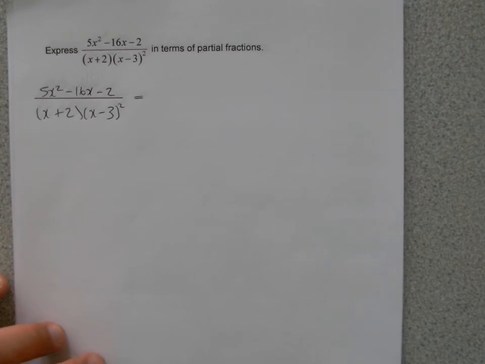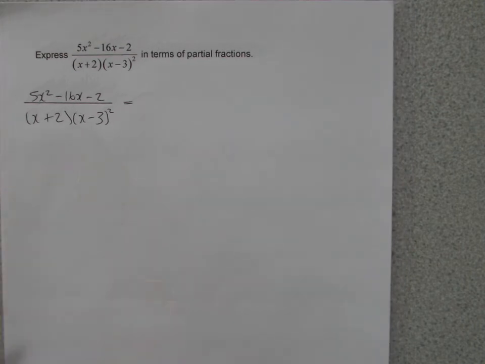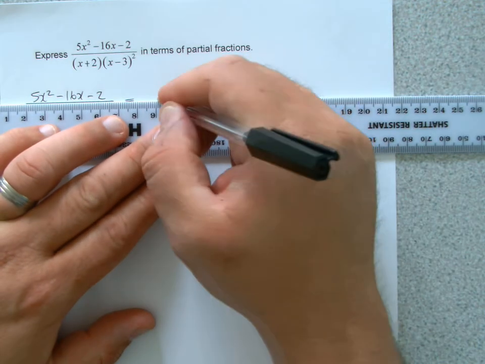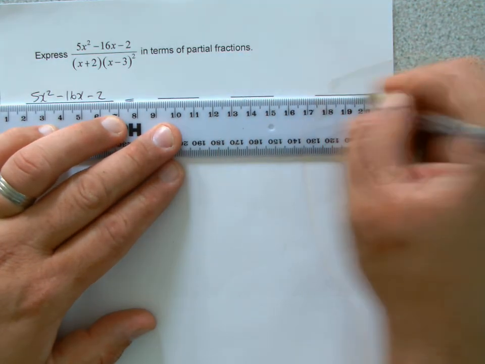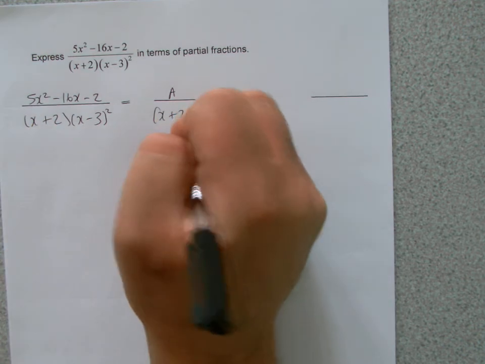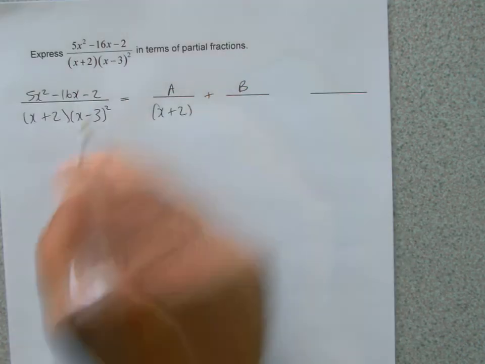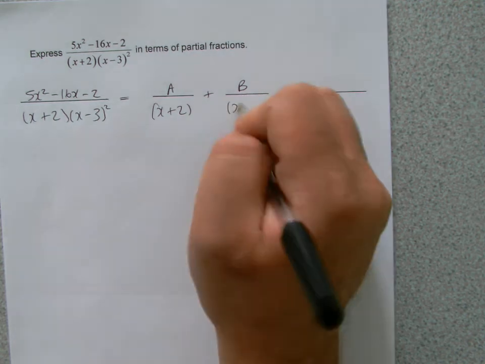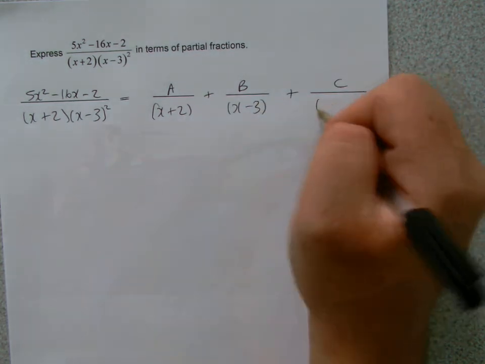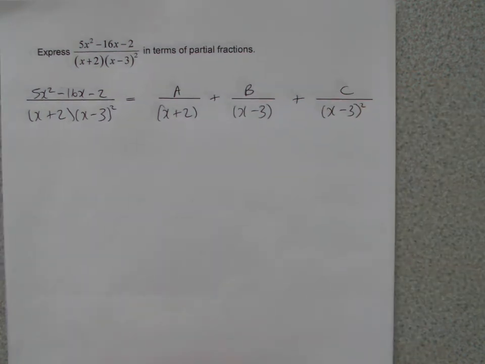A very similar question, but you can see here I've got a repeated factor of x minus 3. So what you do is, again, you've got to do your ABC. The a is quite simply over the x plus 2, so the first term there is easy peasy. The b then will be over that factor that we've got here, which is x minus 3. But then your c will be over x minus 3 all squared. That's what you've got to do when you've got a repeated factor.